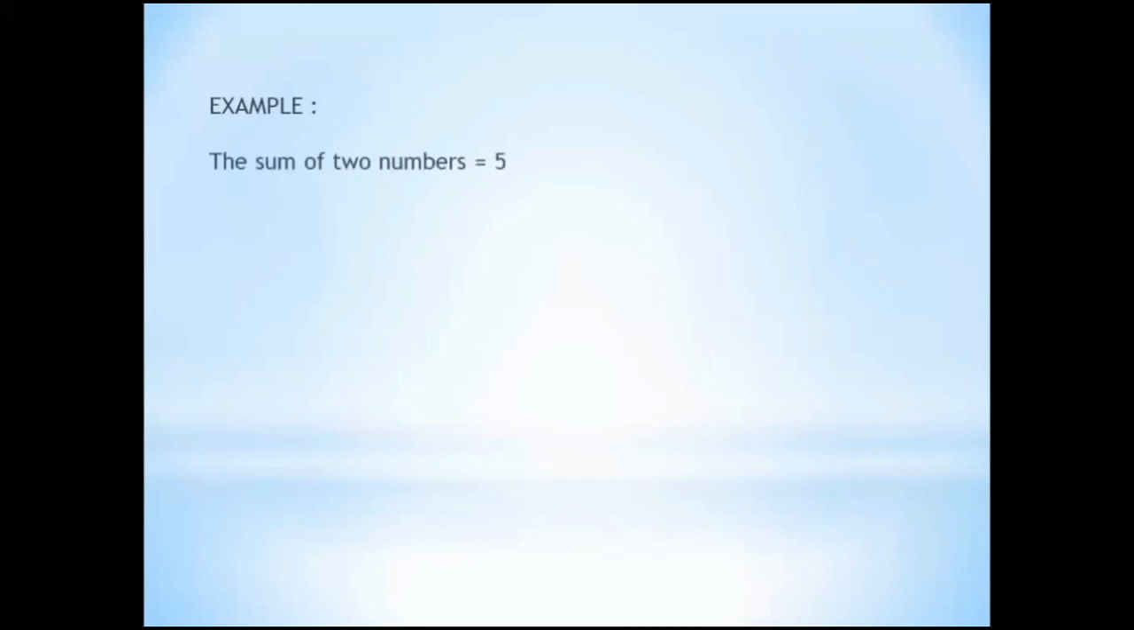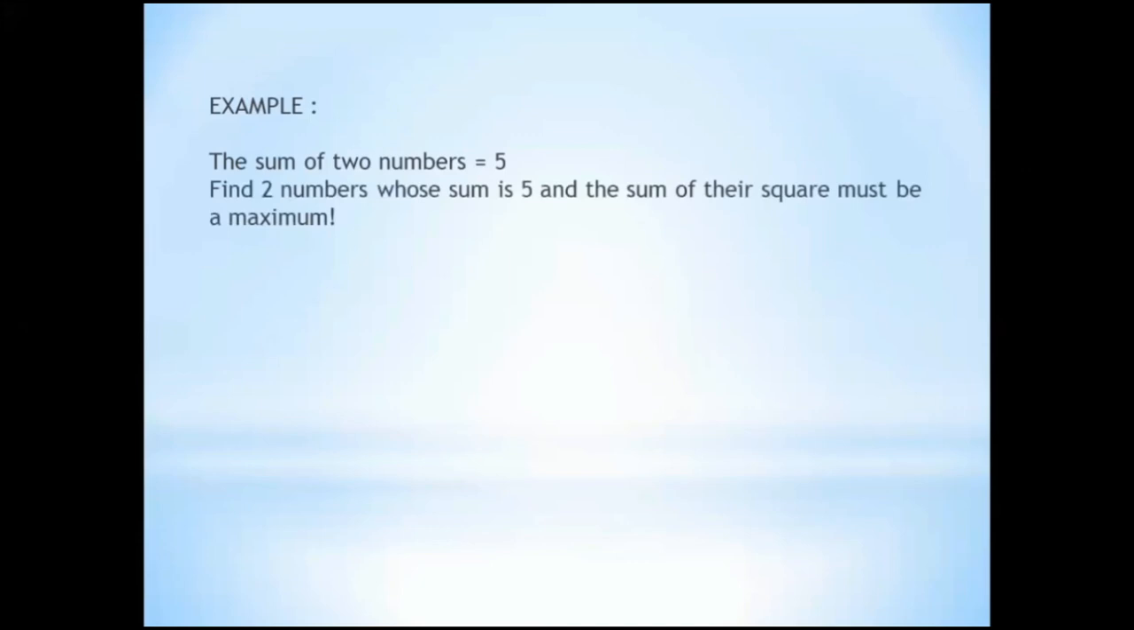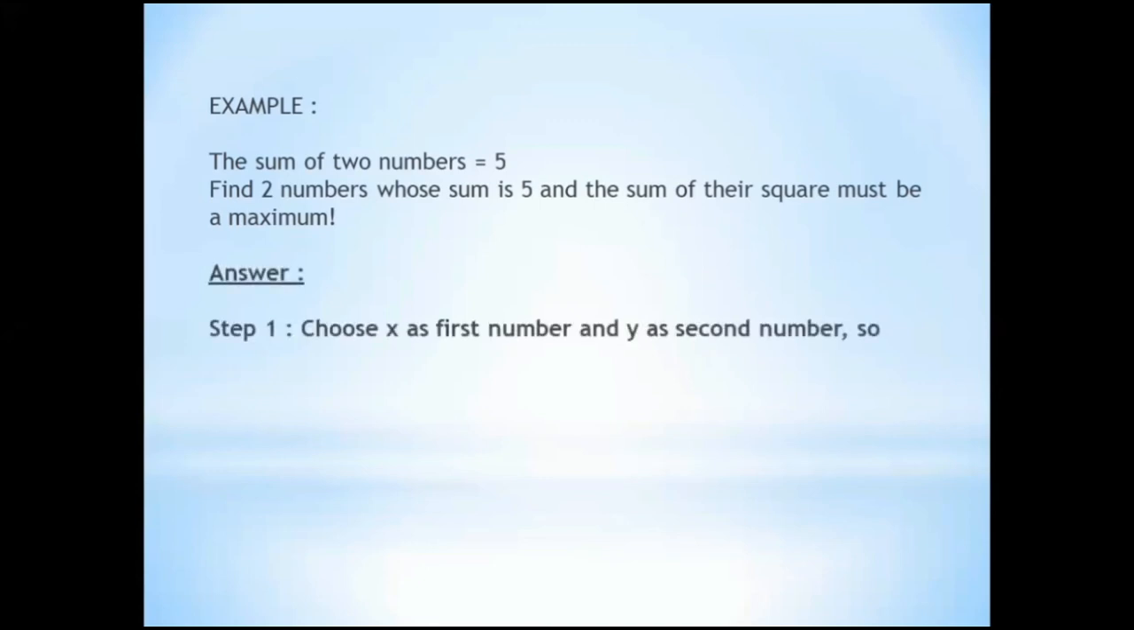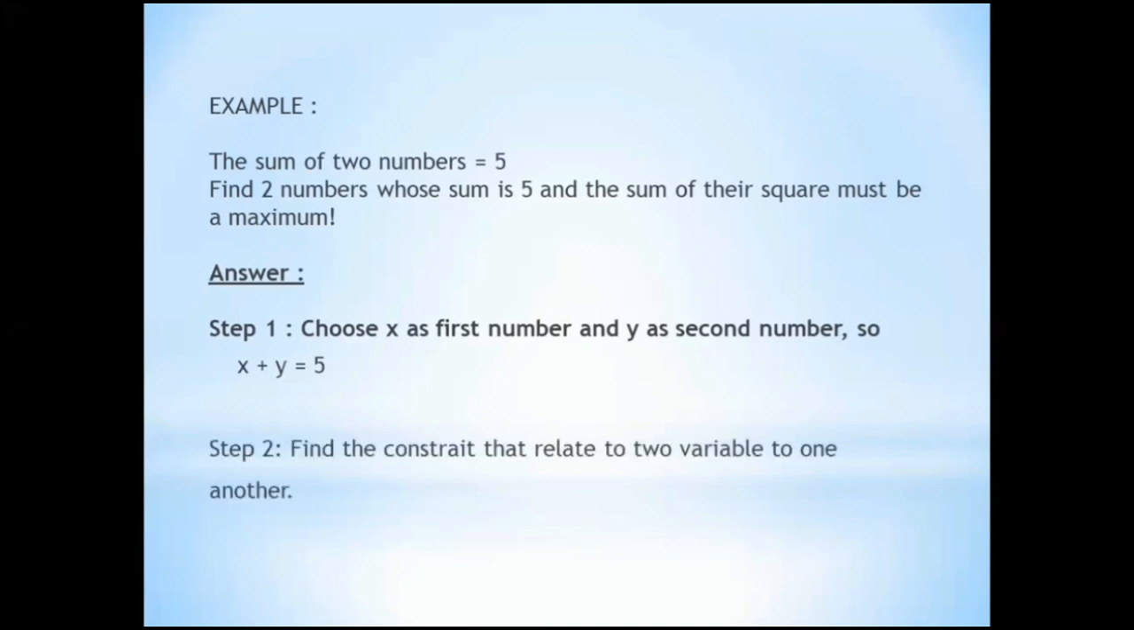Example: the sum of two numbers is equal to 5. Find two numbers whose sum is 5 and the sum of their squares must be a maximum. Answer: Step 1. Choose x as the first number and y as the second number. So x + y = 5. Step 2. Find the constraint that relates the two variables to one another. y = 5 - x.